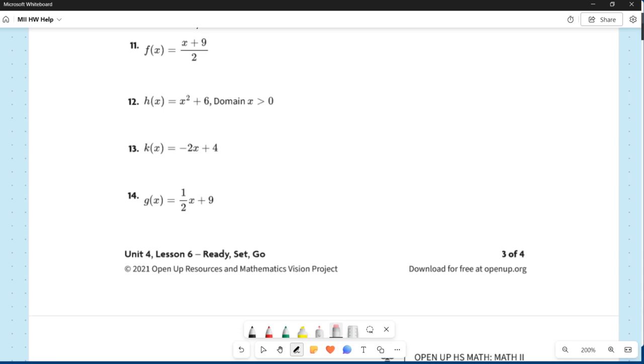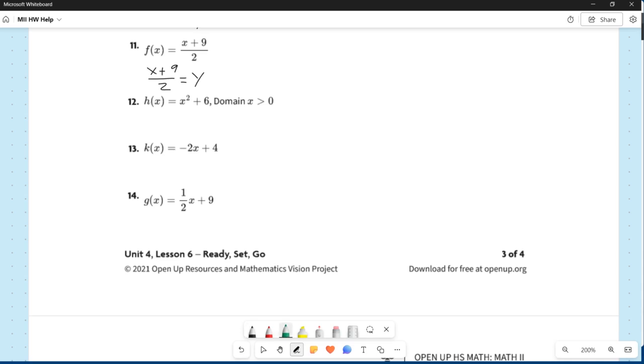Number 11, we're told our original function is f of x equals x plus 9 over 2. This is a linear function. And just like the last couple questions that we've done, the first thing I want to do is bring my x plus 9 over 2 to the left, and that's going to equal f of x. I don't want to use function notation while I am doing the algebra here, so I'm just going to say y.